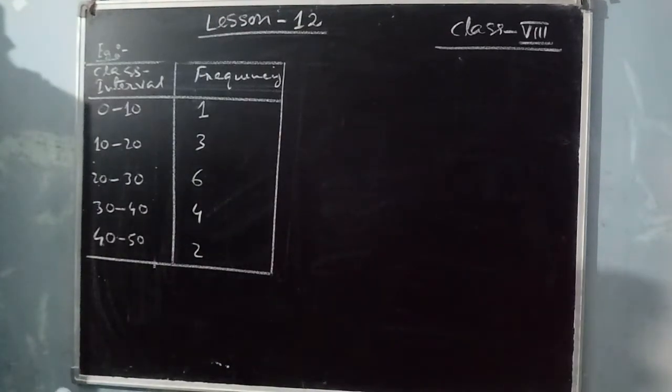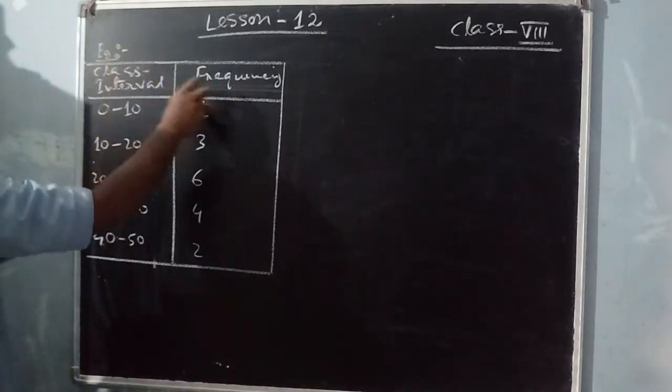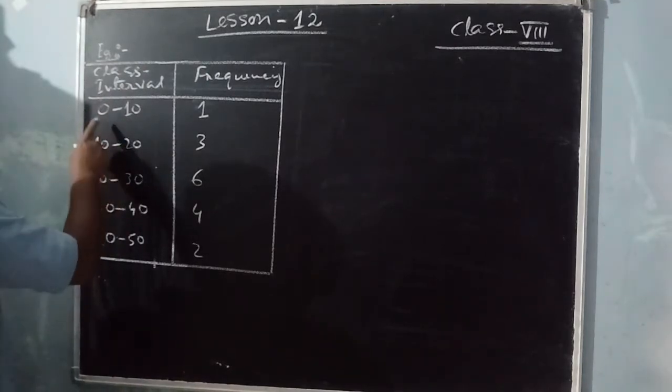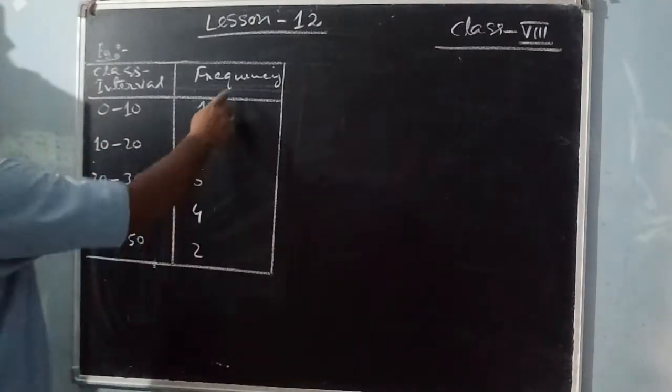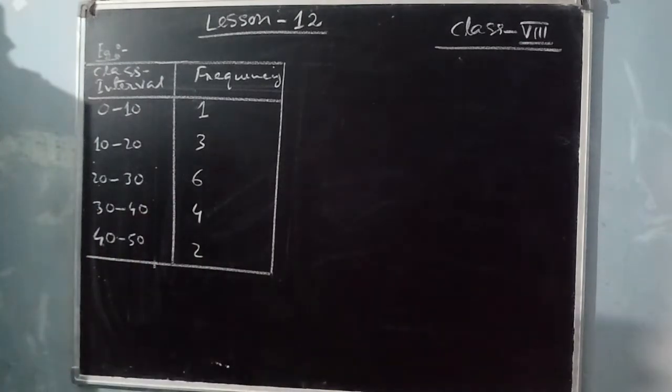After this, come to an example. Now, this is a frequency distribution table. Here, this is class interval and frequency. Class intervals are 0 to 10, 10 to 20, 20 to 30, 30 to 40, 40 to 50, and frequencies are 1, 3, 6, 4, 2. Now we are going to draw the histogram.